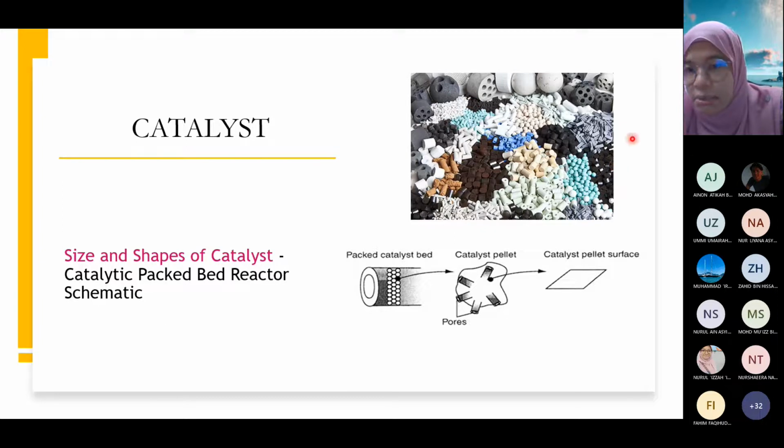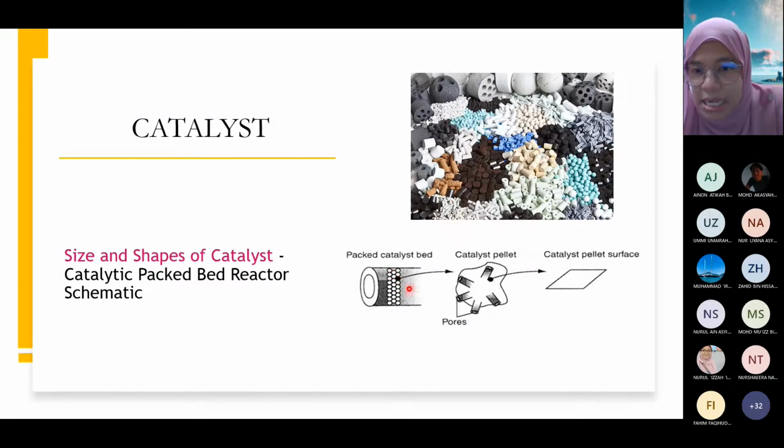Okay, and then there are a lot of types or shapes of catalyst available in the industry, and how we can arrange the catalyst in the reactor. So if you look at the first example, it is a packed bed catalyst. So remember packed bed reactor. This is how we arrange the catalyst as a catalyst bed. So we just arrange it in the vessel as a bed of catalyst.